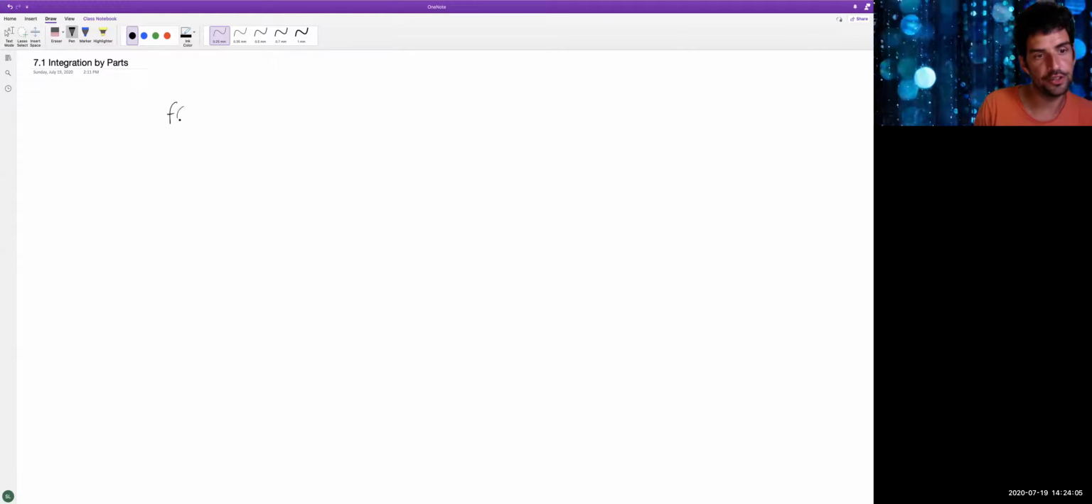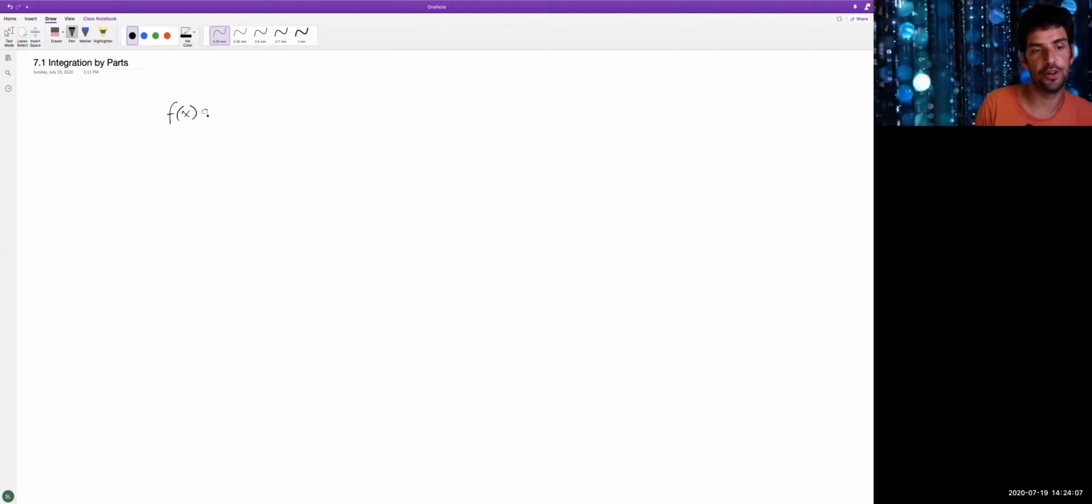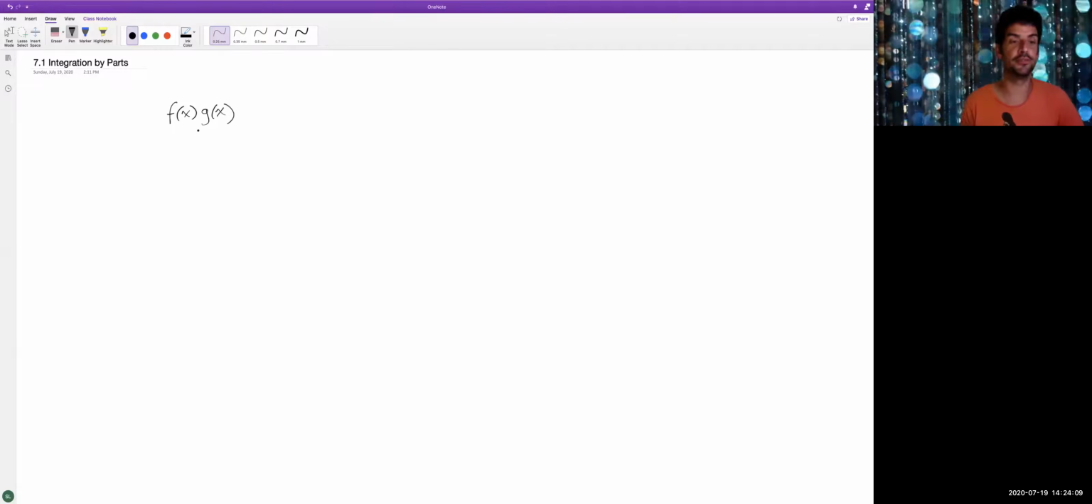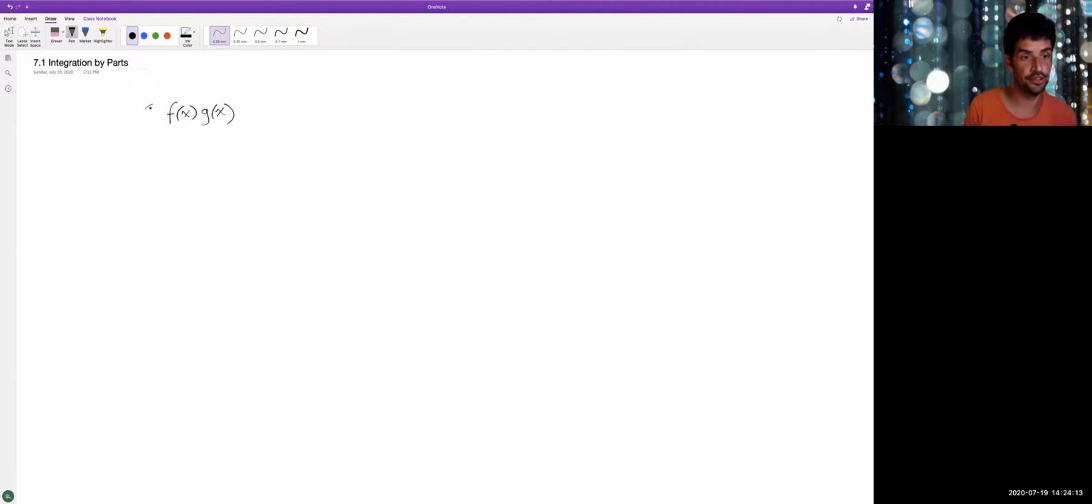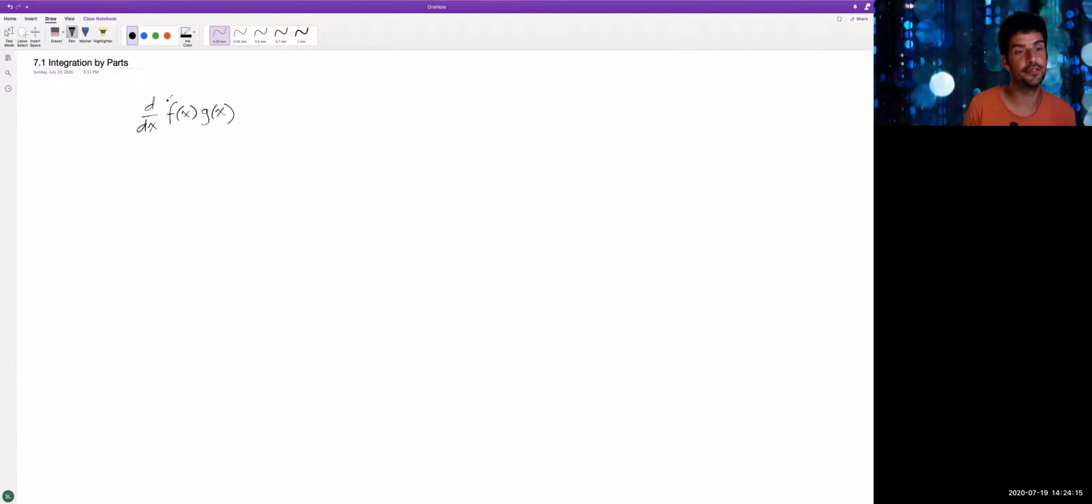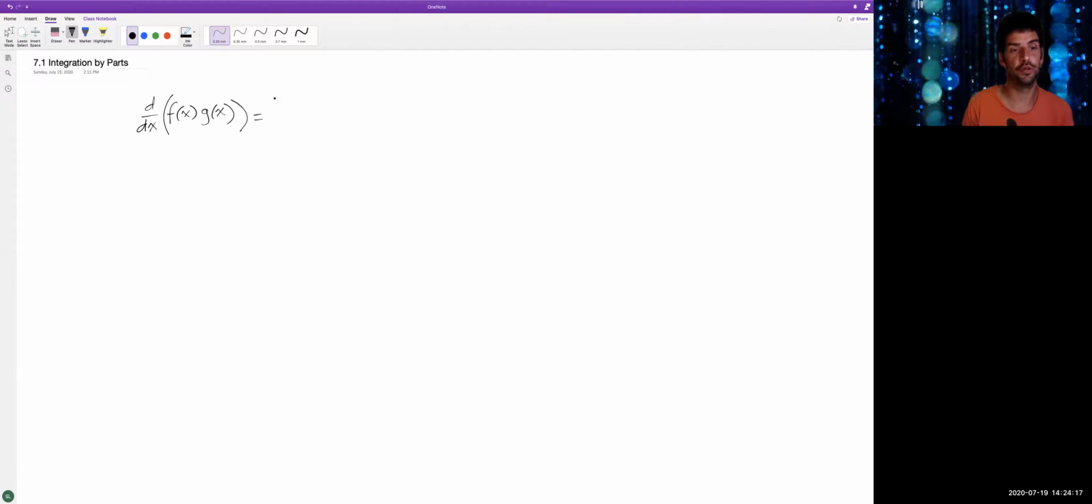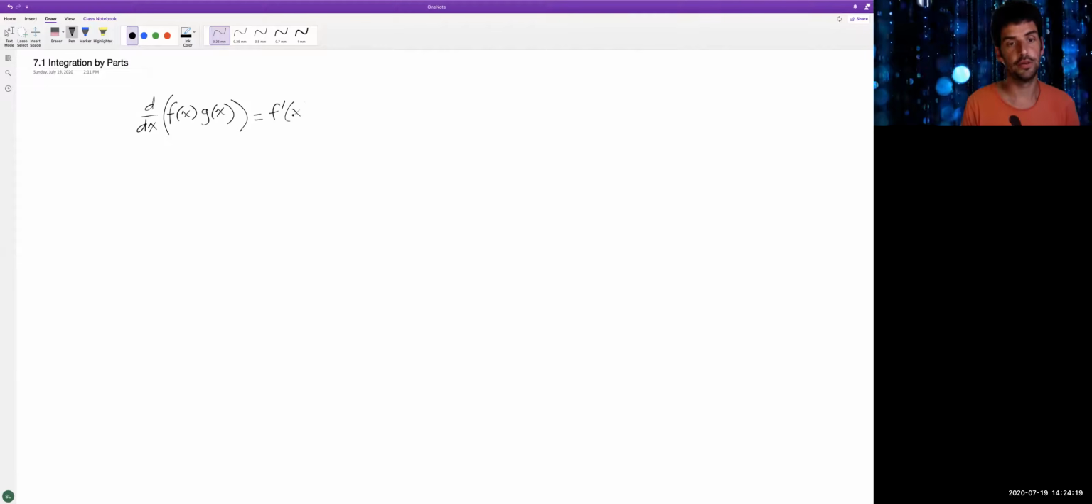Suppose I have two functions, both differentiable, f and g, and I multiply them together. I get a new function, and this new function is differentiable, and I can take its derivative using the product rule. The product rule looks like this.